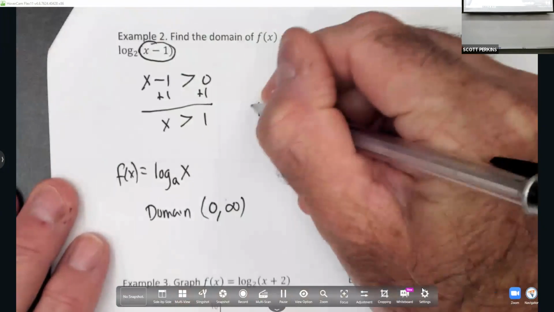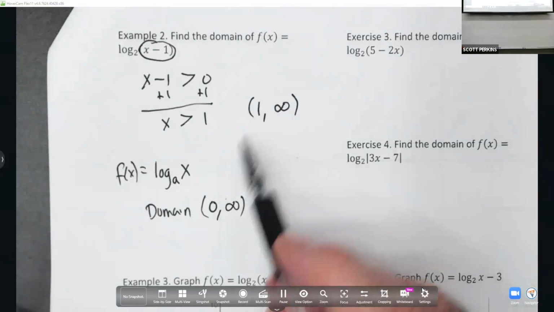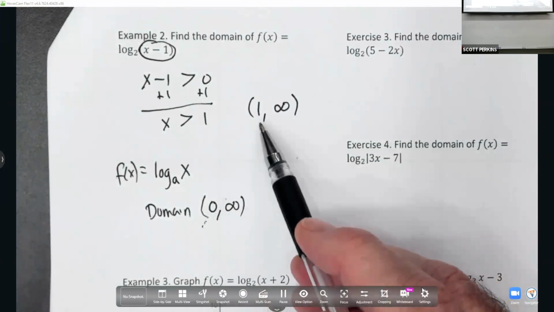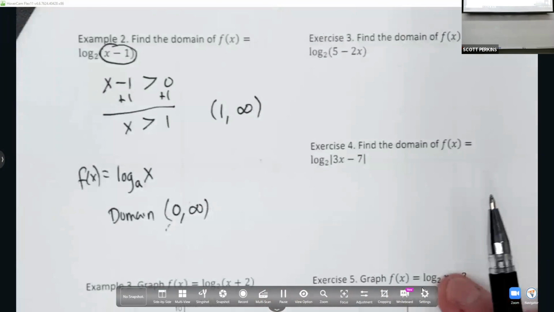And I'm going to put a parenthesis at both sides, because remember, this is a vertical asymptote at the lower end of the interval. So you're never going to be equal to that value. You cannot take the logarithm of 0. So with that knowledge, if you would please do exercise 3.